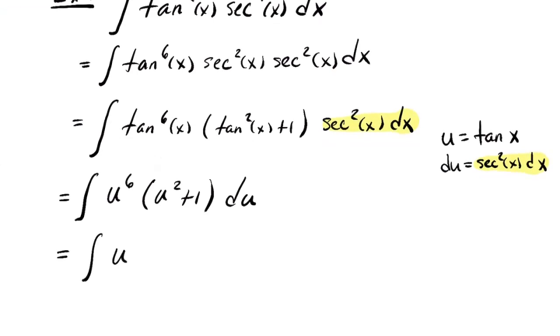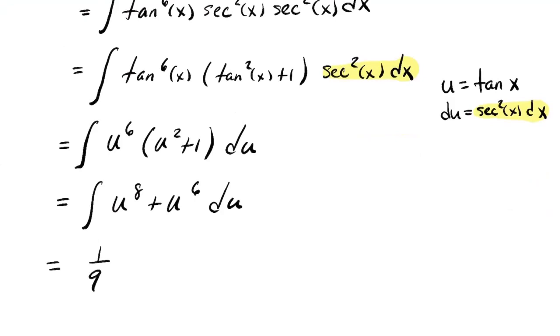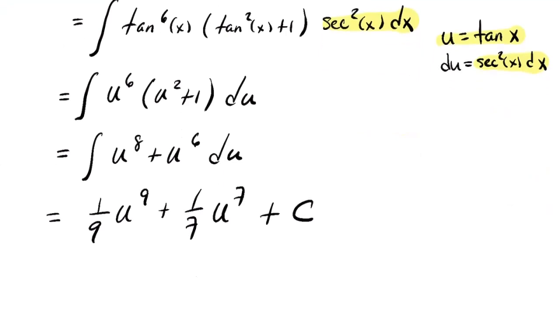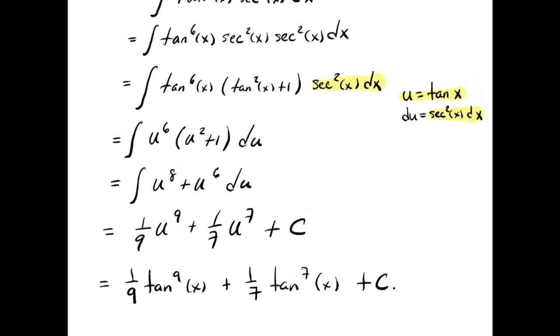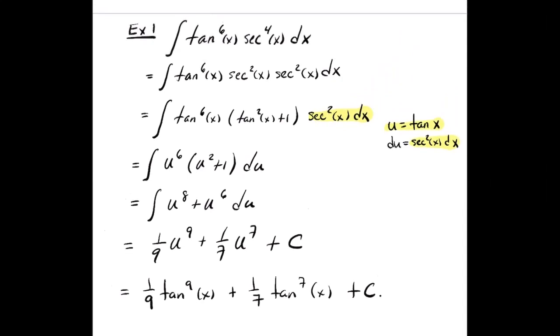Multiply that out to see what powers we have to deal with: u to the 8th plus u to the 6th. That's a polynomial in u. I can integrate it with the power rule, adding 1 to the exponent and dividing by the new exponent, and then add my constant of integration. The last thing to do is to remember that u is equal to tangent, so I rewrite this in terms of the original variable: 1/9 tangent to the 9th plus 1/7 tangent to the 7th plus my constant. So the antiderivative of tangent to the 6th times secant to the 4th, in one form anyway, is 1/9 tangent to the 9th plus 1/7 tangent to the 7th plus a constant.